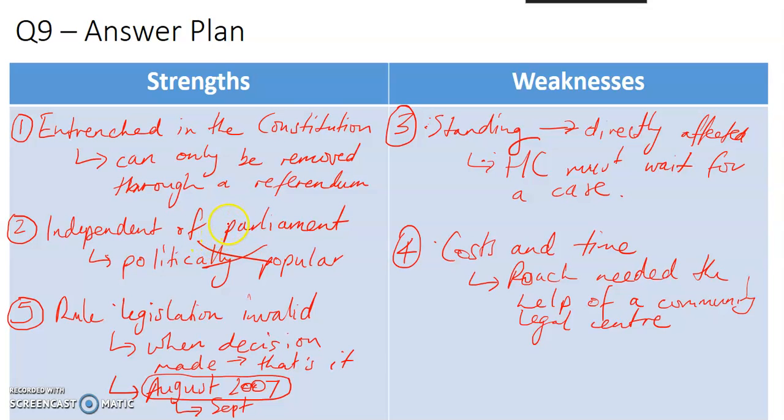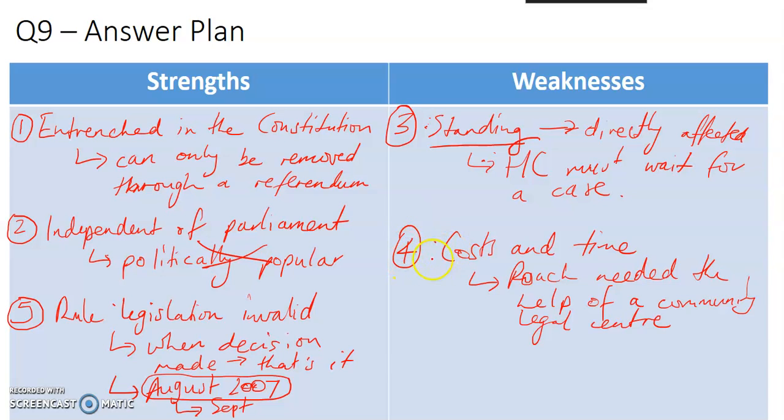So again, what I'm looking at is to what extent can the High Court actually protect my rights? Well, on the one hand, it is entrenched in the Constitution. It's always going to be there unless it's removed through a referendum. On the other hand, my rights would have to be directly affected in order for me to bring a case before the High Court as a result of the requirement of standing.